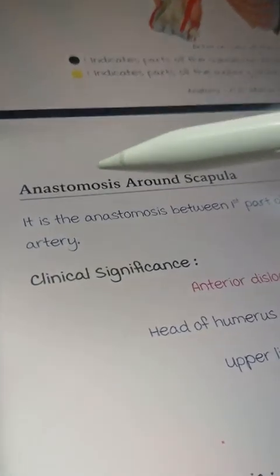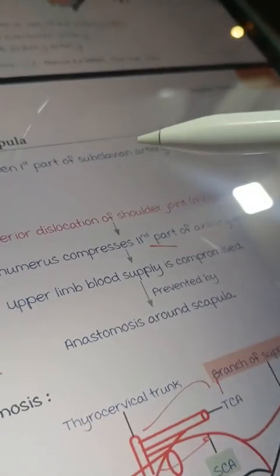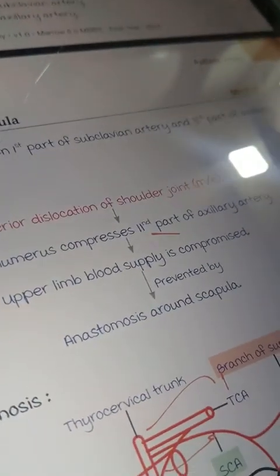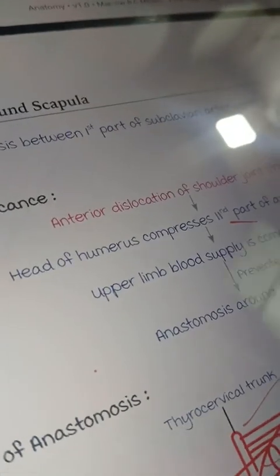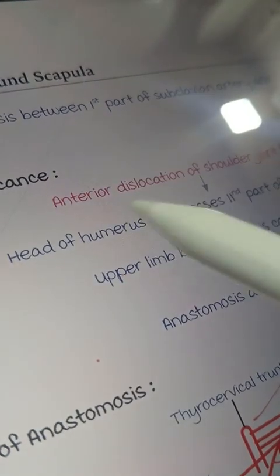So basically, anastomosis around the scapula. Anastomosis is between the first part of the subclavian artery and the third part of the axillary artery. That's the anastomosis. And what is the clinical significance of it?